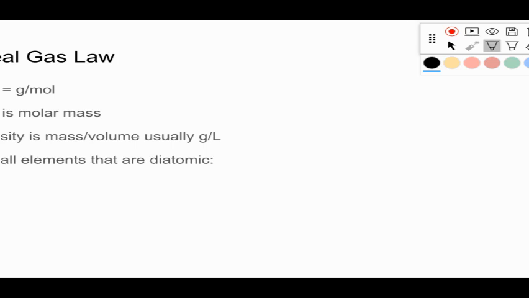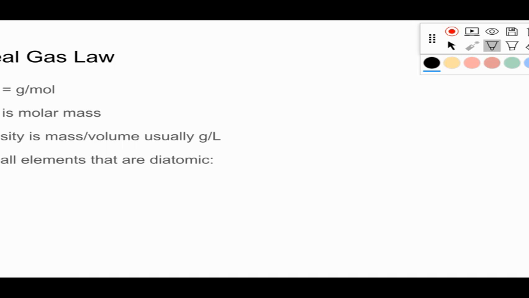There's another equation. You're going to have a lot of problems throughout the year where you need to solve for molar mass. Molar mass is abbreviated as MM, and it is going to be in the units of grams per mole. So sometimes we're going to have to solve different problems using that concept of the fact that molar mass is grams per mole.